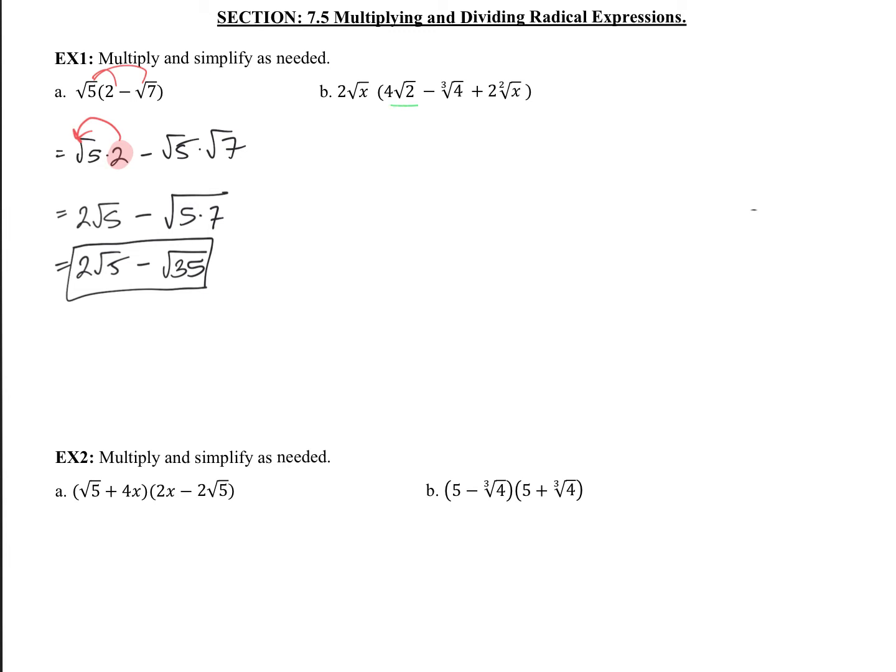Well, we have sort of a trinomial here, and then it's being multiplied. So let's go ahead and distribute in to each of the 3 terms. And we get 2 root x times 4 root 2 minus 2 root x times the cube root of 4 plus 2 root x times 2 square root of x.